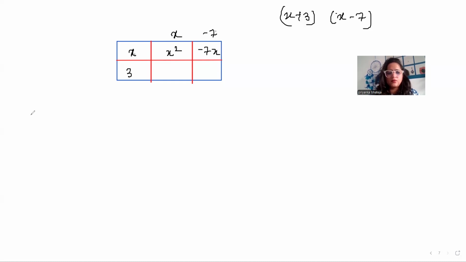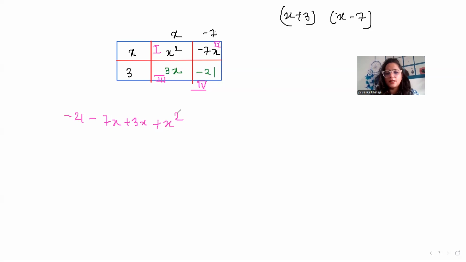Okay. Second one is 3 times x is 3x. 3 times minus 7 is minus 21. So now you just need to start from this one. First, second, third, fourth. See, like this, you are supposed to arrange. And suppose you don't know how to arrange, you are arranging in this way: negative 7x plus 3x plus x square.